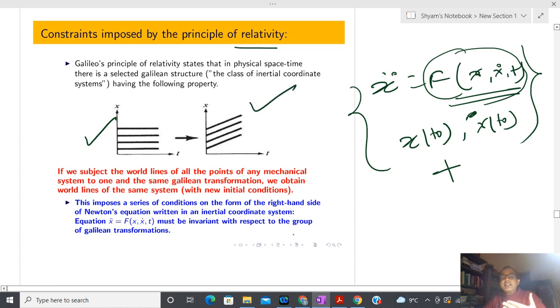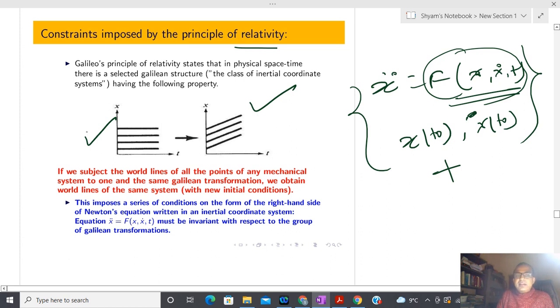Due to that reason, if some object is moving with uniform speed with respect to some other coordinate frame, that is, I have two coordinate frames and the second is moving uniformly with respect to the first, then it is possible to show that whatever law we have remains the same. Does anyone have confusion? The same thing I have written here: if we subject the world lines of all points of any mechanical system to one and the same Galilean transformation, we obtain the world lines of the same system with new initial conditions.